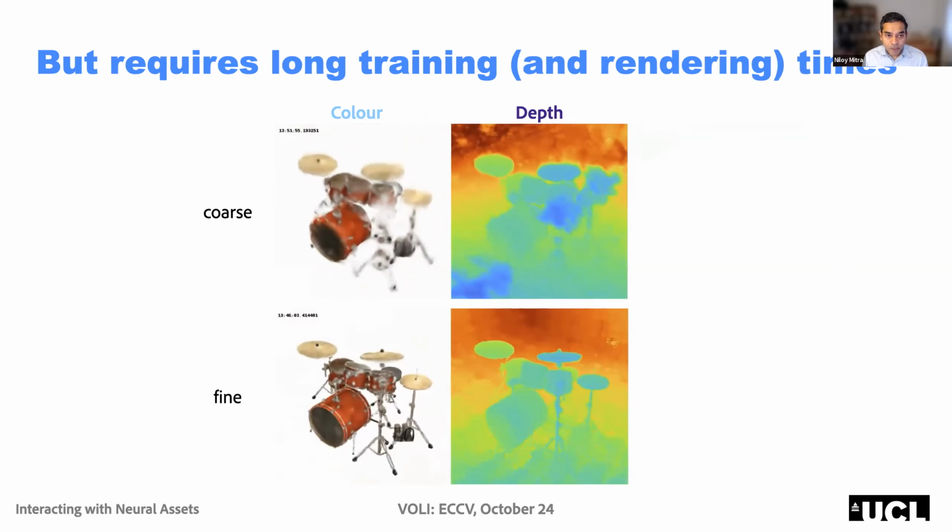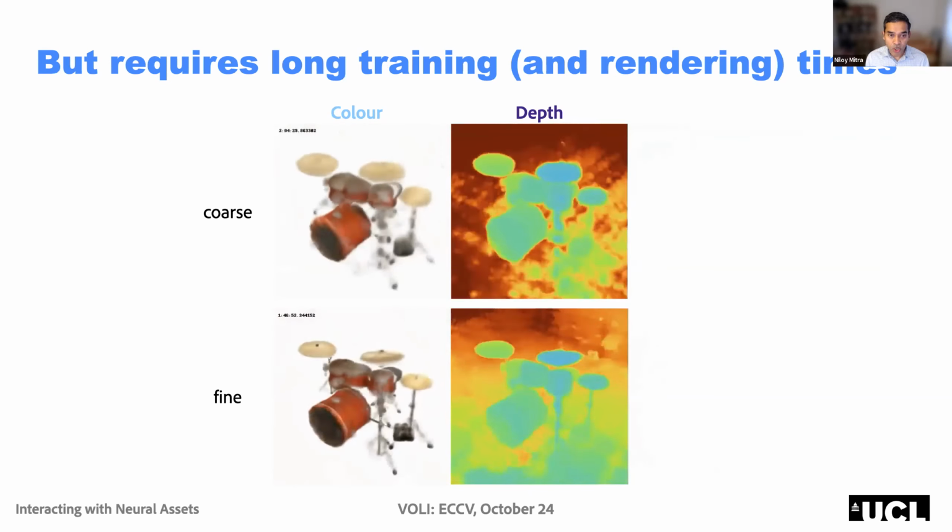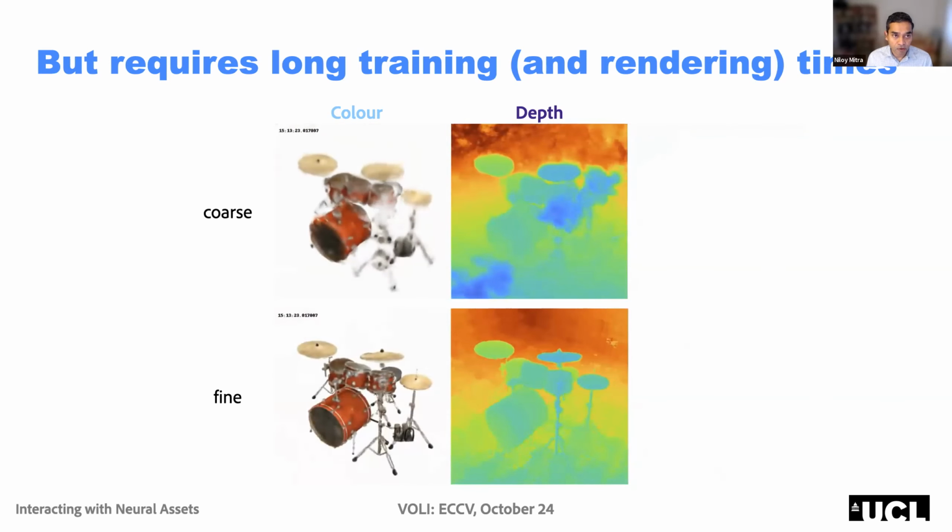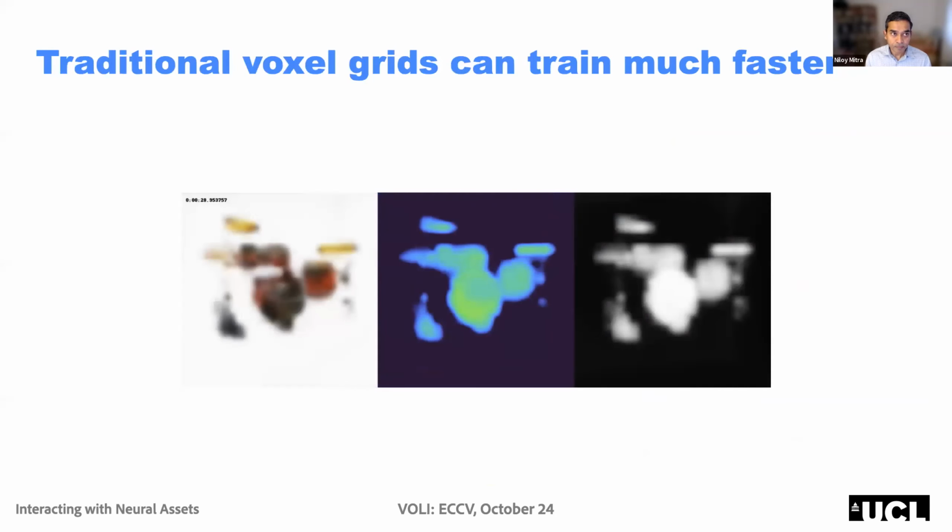Now, while it produces photorealistic effects, it has one problem, which is it takes long to train and also long to render. So these times are on the order of hours. Usually for the photorealistic results, you get 10, 15 hours per single scene.